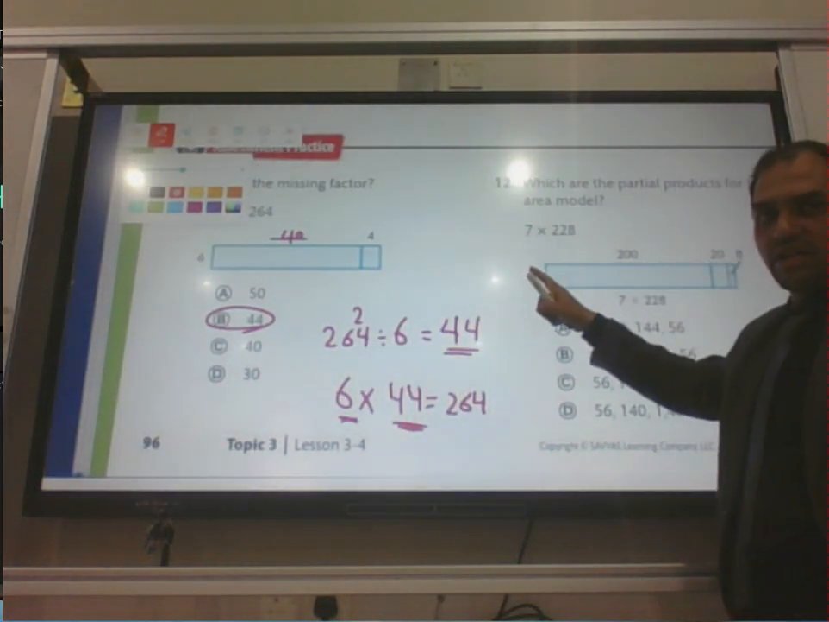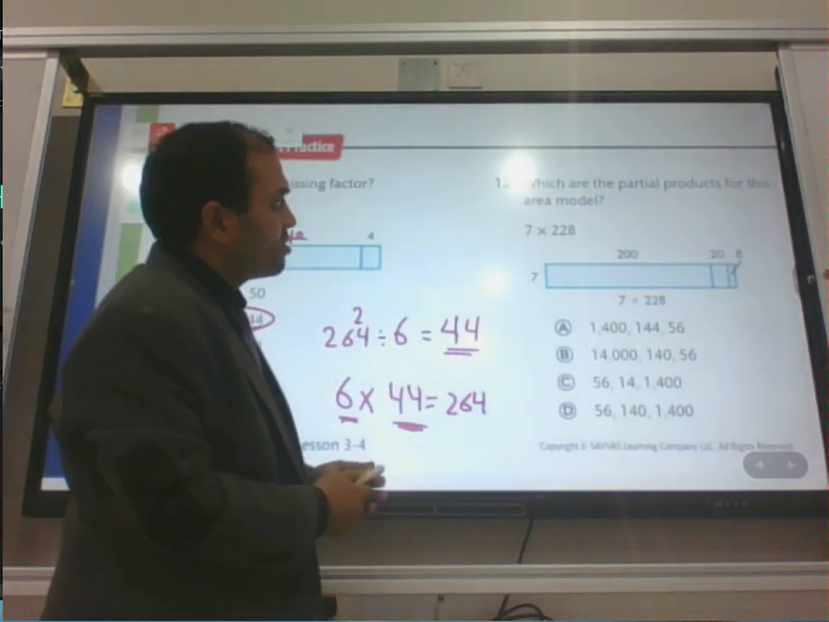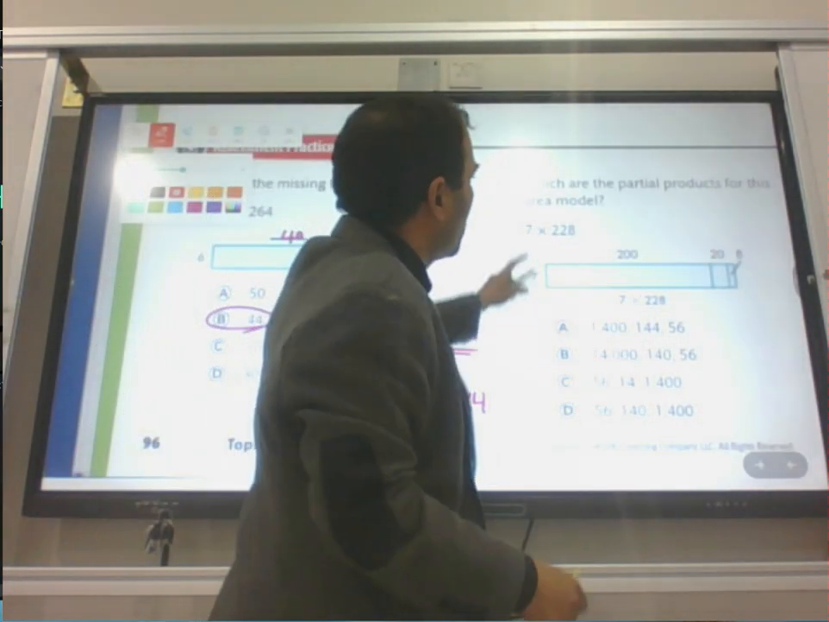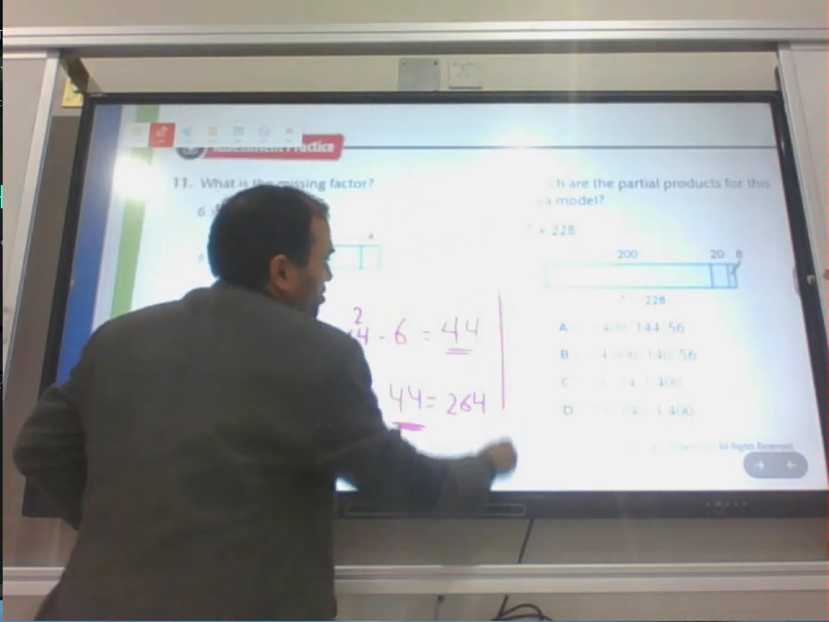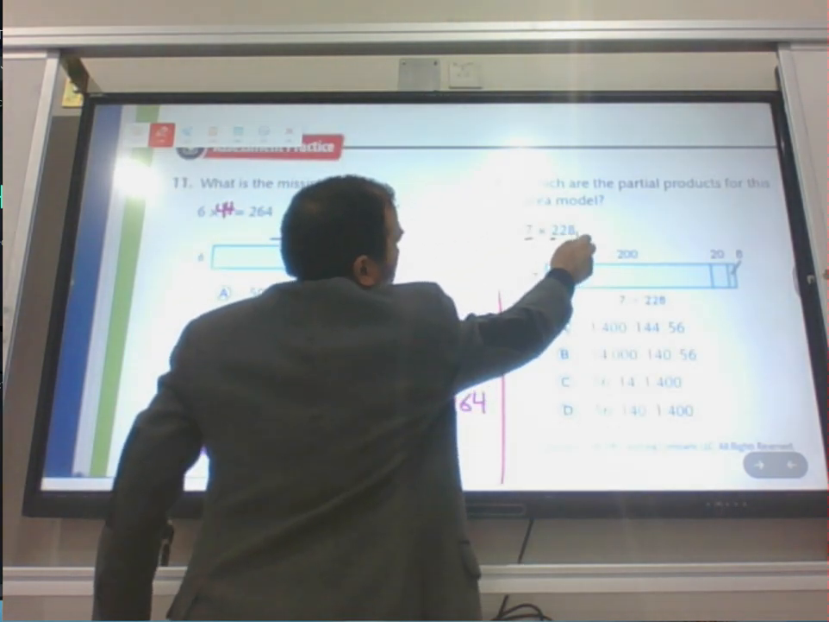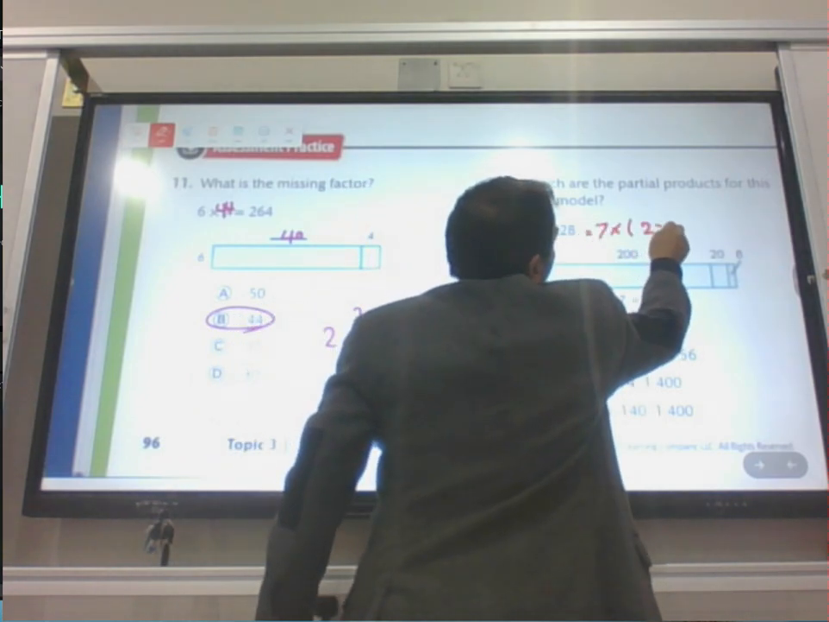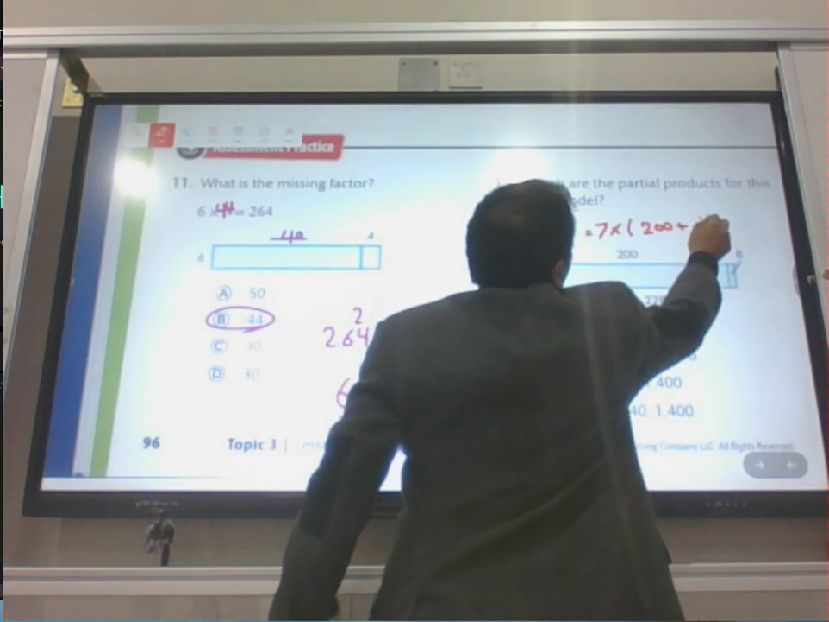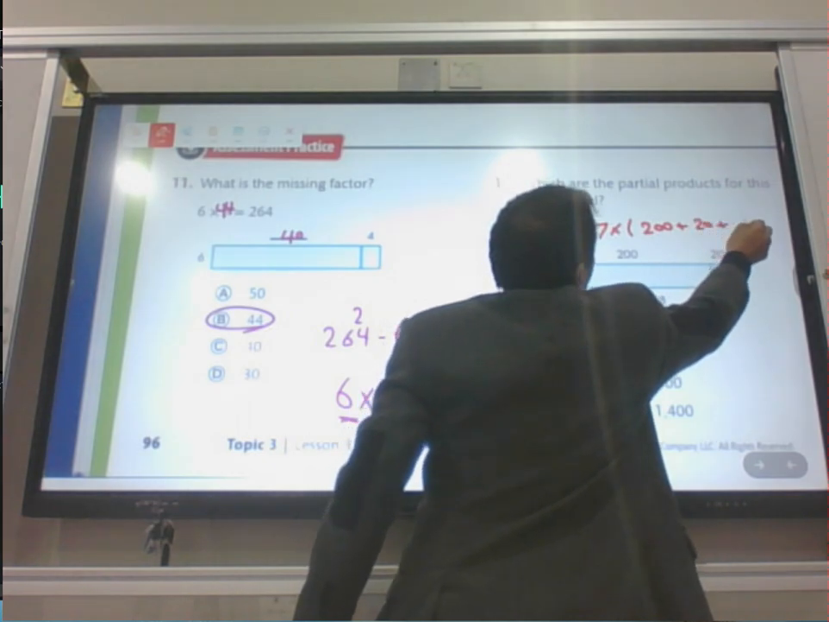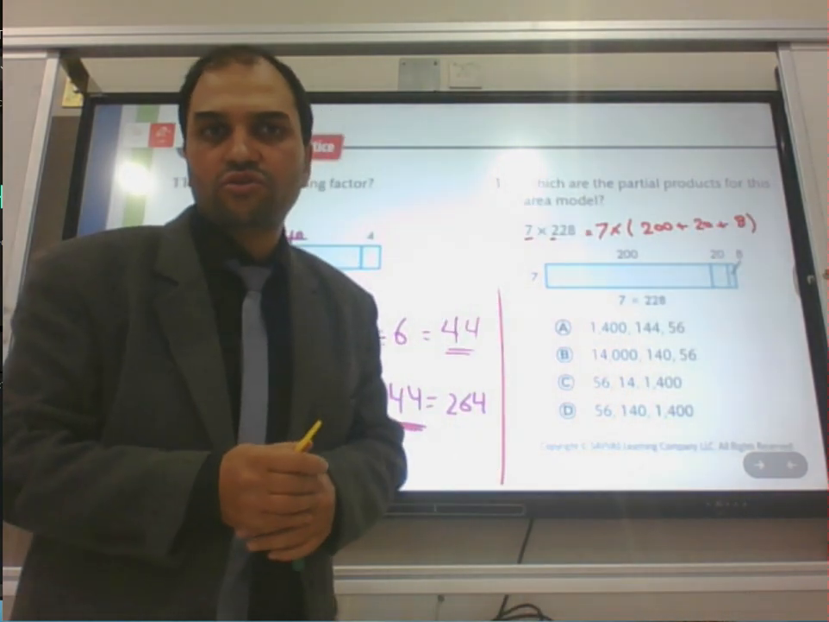We have 7 times 228. Who can tell me the partial product? We can write the first steps. Look at here, 7 product by 200, and then this number 20, and the third will be 8. Okay? And we can use distributive properties to find the answer.